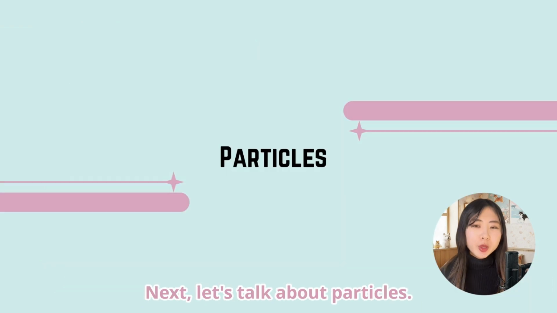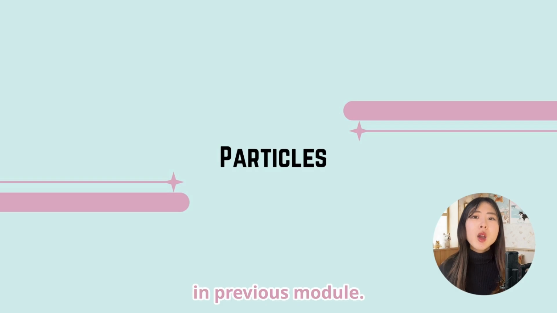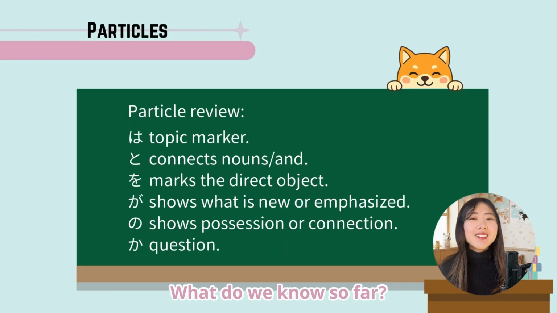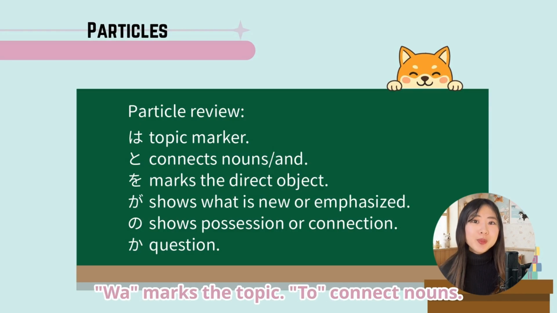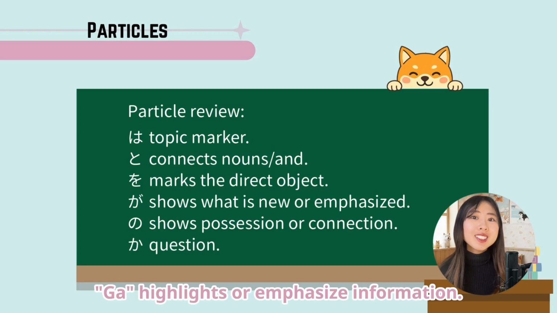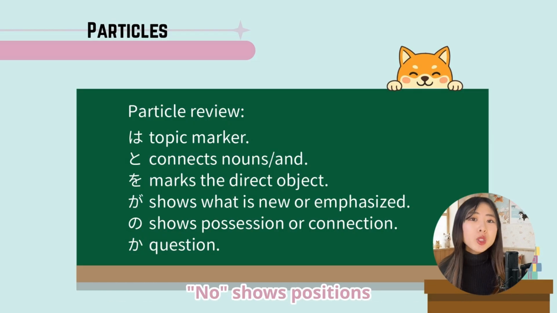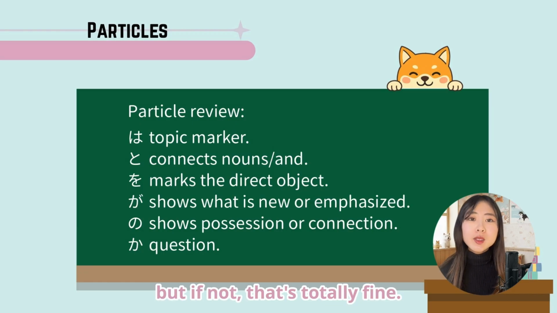Next, let's talk about particles. We have already talked about several particles in previous modules. What do we know so far? Let's review the particles we have learned. Wa marks the topic. To connects nouns. Wo marks the direct object. Ga highlights or emphasizes information. No shows positions or connections between nouns. Ka marks a question. I hope you are starting to understand particles, but if not, that's totally fine.